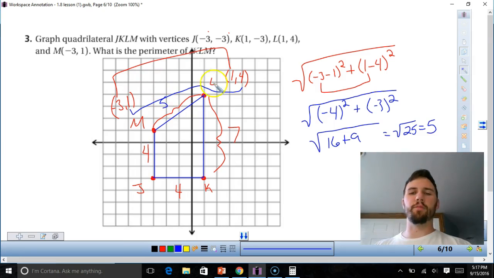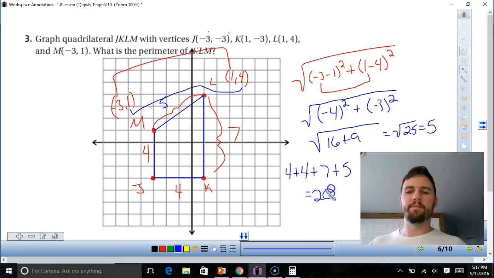So now I'm looking for perimeter, so I just add up all my sides. 4 plus 4 plus 7 plus 5. 8 plus 7 is 15. That's 20. All right? 20. There's no units. 21 hot dogs. I don't have a unit.